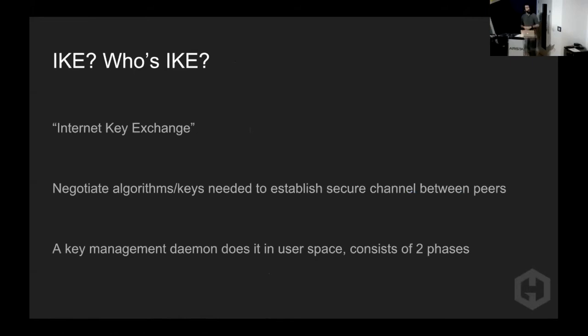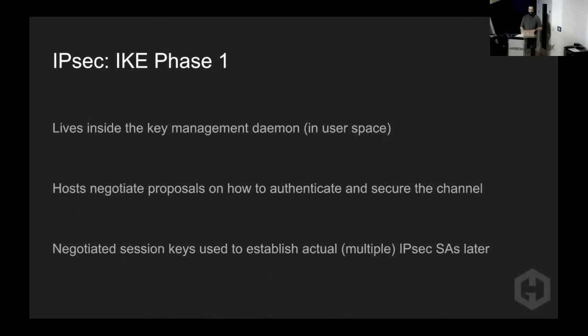All of this is negotiated by what's called the Internet Key Exchange, which is a ridiculously complex protocol used to negotiate all the keys and algorithms that will be used to secure the connections themselves. This is actually the only bit of IPsec that lives in user space and not inside the kernel. It has two phases, phase one and phase two. In phase one, we just set up the tunnel, which we'll later use to actually negotiate the security associations themselves.